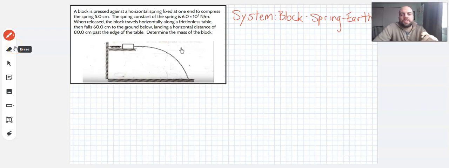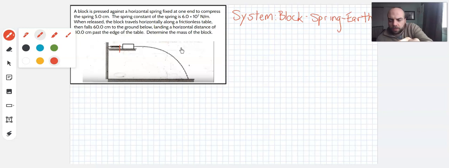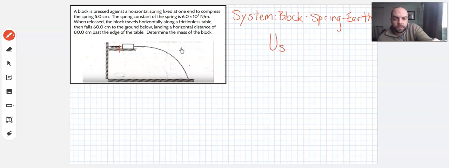All right. So in this problem, we've got this block pressed against this horizontal spring. And I definitely see some ideas of the conservation of energy here. Because we can say in the block-spring-earth system, as the block goes from its compressed length to its extended length, this system is going to have spring potential energy, and that's going to turn into kinetic energy.